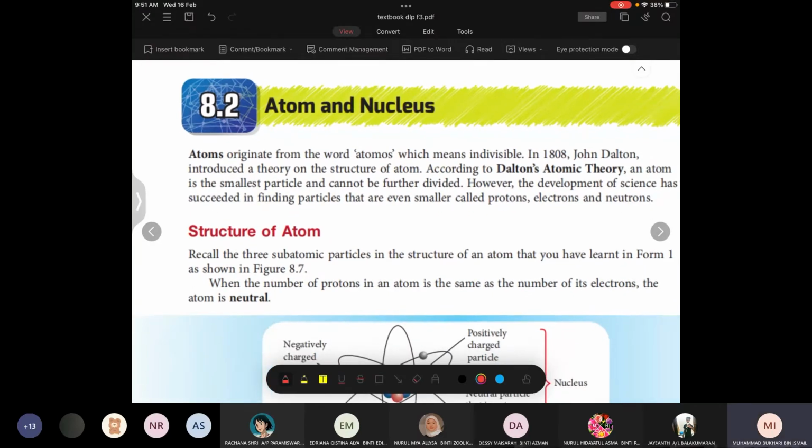Atom originated from the word atomos, which means indivisible. In 1808, John Dalton introduced a theory of the structure of atom. According to Dalton's atomic theory, an atom is the smallest particle that cannot be further divided. However, the development of science has succeeded in finding particles that are even smaller, called protons, electrons, and neutrons.